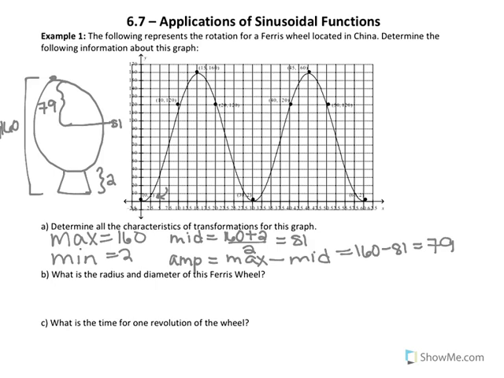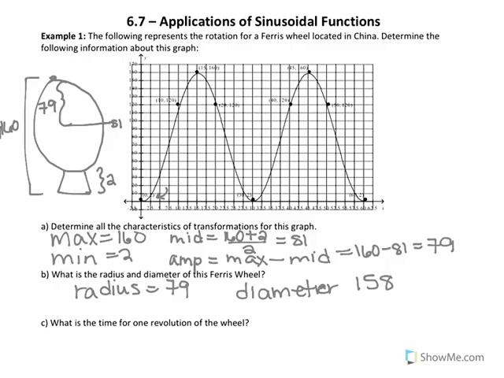And if you look at that, that is the radius of the Ferris wheel. So the radius is 79, it's that amplitude, which means that the diameter would be double of that, which would be 158, which is the maximum subtract that minimum.